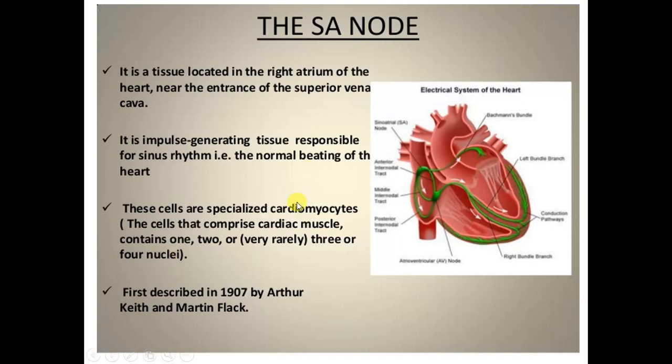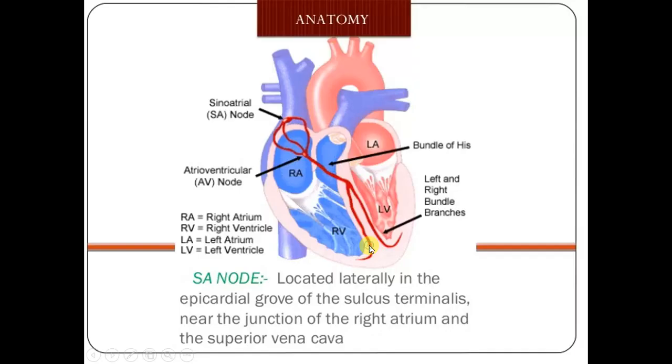These SA node cells were first described by Arthur Keith and Martin Flack in 1907. So here we see the SA node located at the entrance of the superior vena cava into the right atrium, and here will be the upper part of the sulcus terminalis.